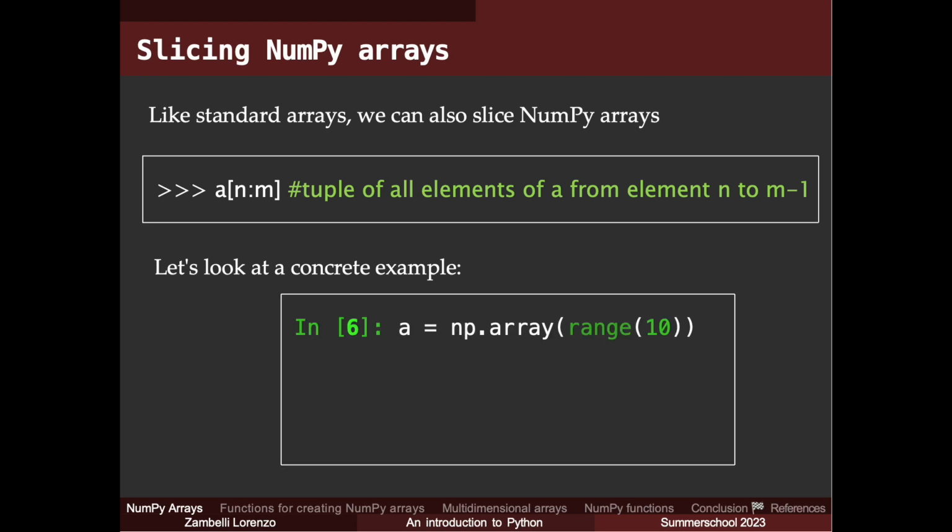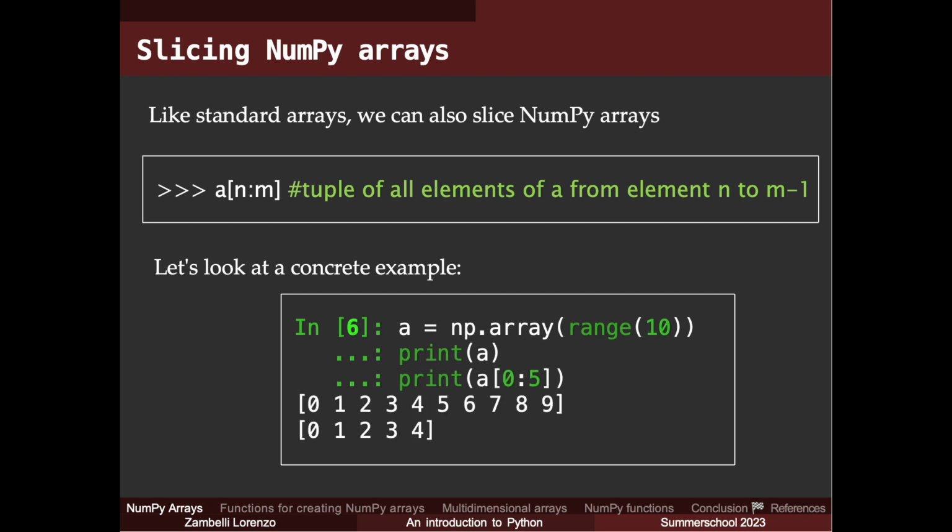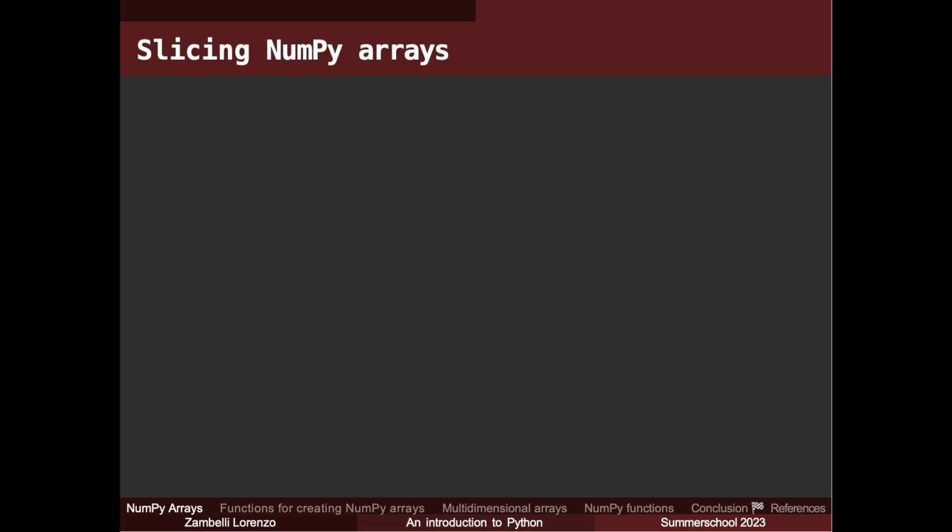Look at the example. Let's create a NumPy array with the range function. The range function starts from 0 and goes until 9, because we put 10 and it goes until 10 minus 1. We want to print A and the slice, and indeed we have the first one, the entire array, and the second from 0 to position 5, and indeed it works.